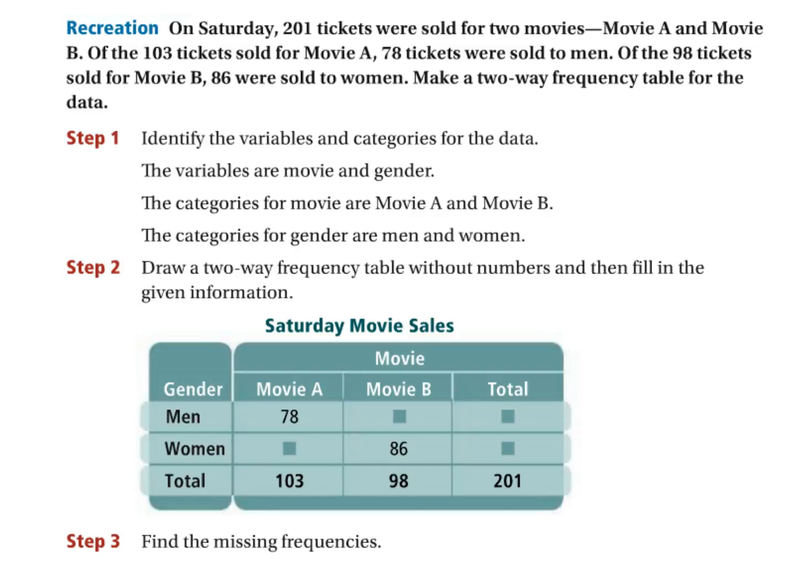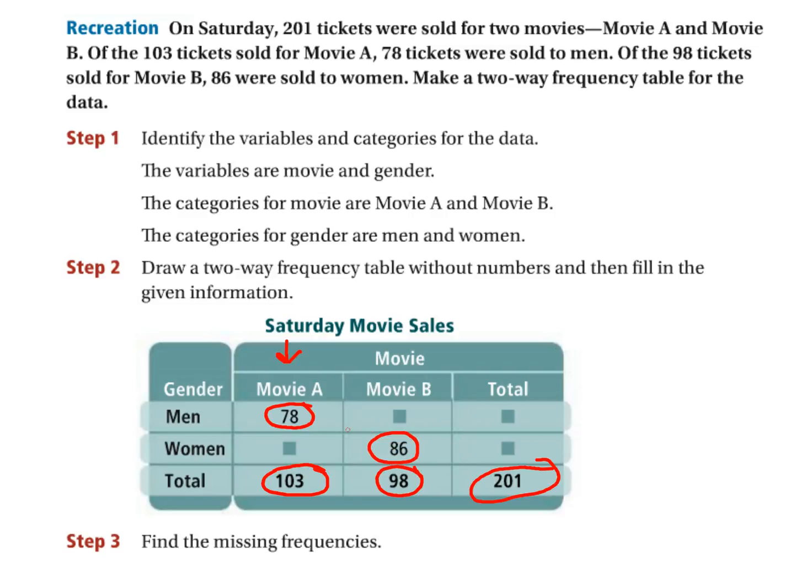On Saturday, 201 tickets were sold. So a total of 201 were sold for two movies, movie A and movie B. Of the 103 tickets sold for A, so a total of 103 for A, and 78 tickets were sold to men. So that's where this 78 is coming from. Of the 98 tickets sold for movie B, the total is 98, 86 of them were sold to women.